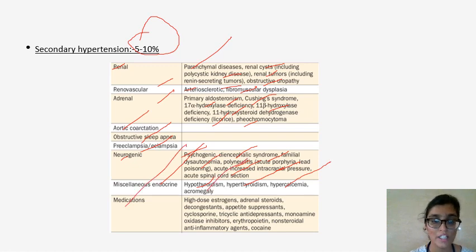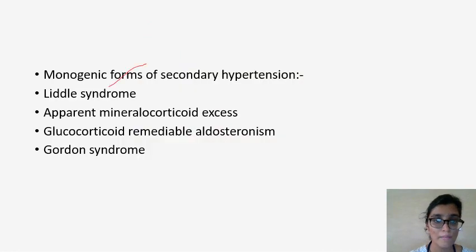Medications which cause hypertension, most common are high-dose estrogen, adrenal steroids, decongestants, appetite suppressants, cyclosporine, tricyclic antidepressants, monoamine oxidase inhibitors, erythropoietin, NSAIDs and anti-inflammatory agents, and cocaine. Monogenic forms of secondary hypertension are Liddle syndrome, apparent mineralocorticoid excess, glucocorticoid remediable aldosteronism, and Gordon syndrome. So these are an important MCQ.